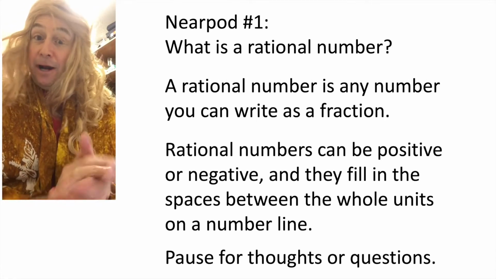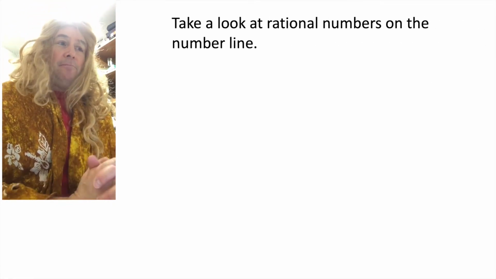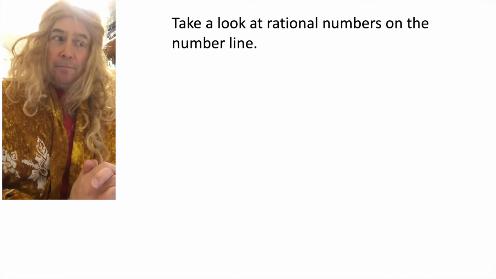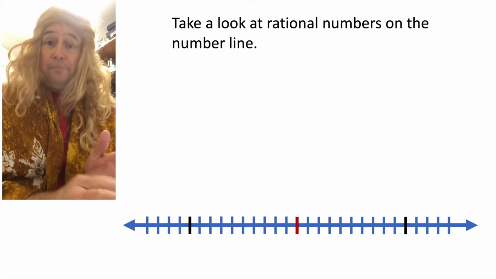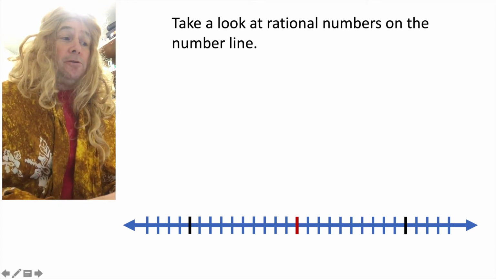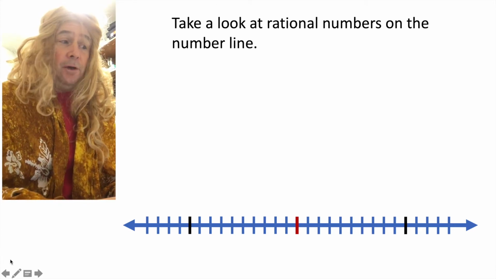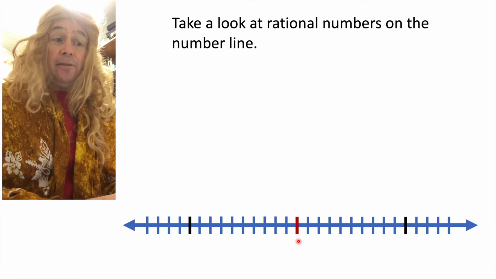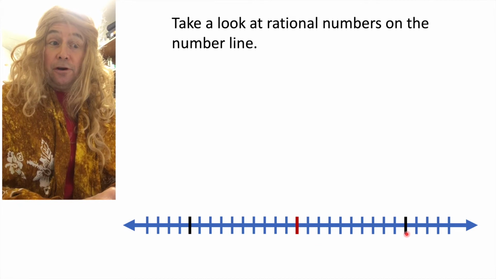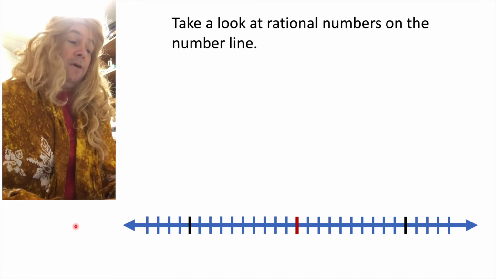Here we go. Are we ready then? Alrighty, very good. Okay. Now, take a look at rational numbers on the number line. Okay, so there's our number line, okay? And do you want to point out anything to them? Oh, okay, so you want them to kind of keep their eye on this red mark here and these two darker marks there. Okay, very good.